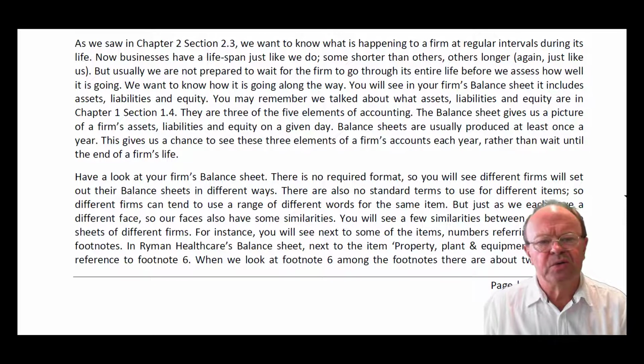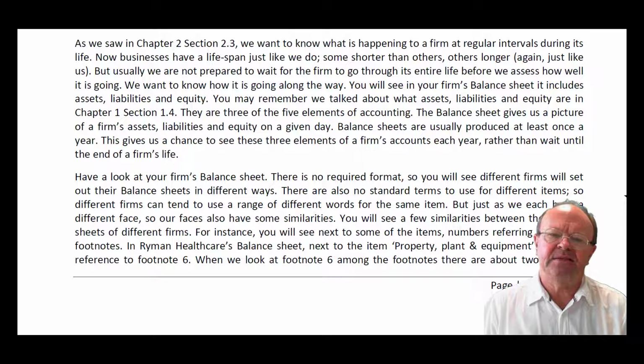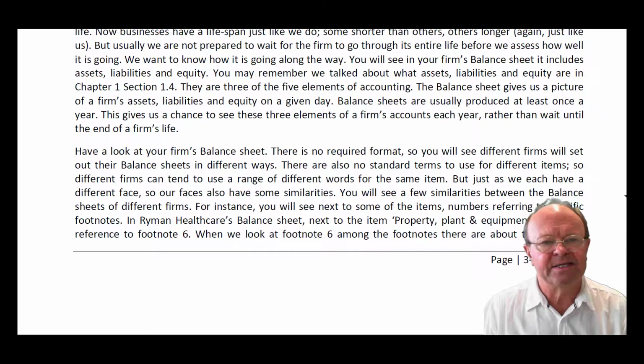As we saw in Chapter 2, Section 2.3, we want to know what is happening to a firm at regular intervals during its life. Now, businesses have a lifespan just like we do. Some shorter than others, others longer. Again, just like us. But usually we are not prepared to wait for the firm to go through its entire life before we assess how well it is going. We want to know how it is going along the way.